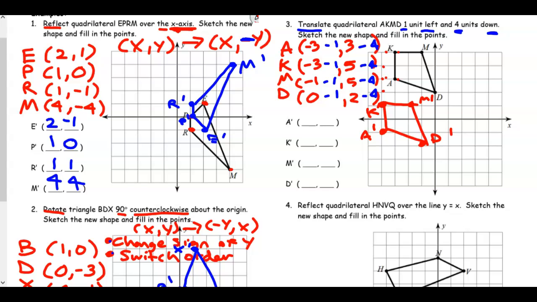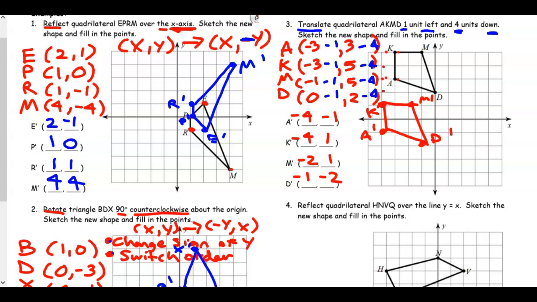But either way, I want to know my final numbers. So for A, what is it, -4, -1. K is -4, +1. M prime is -2, 1. D prime is -1, -2. And yes, this stuff from middle school, revisiting it. But translation, shifting, you can do it by addition or by shifting.